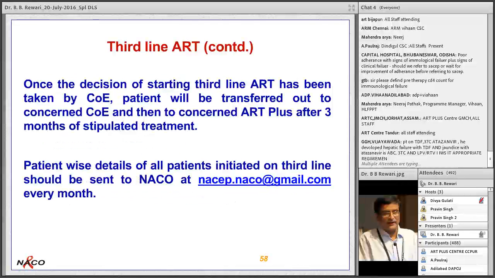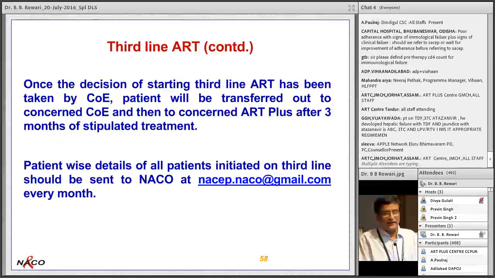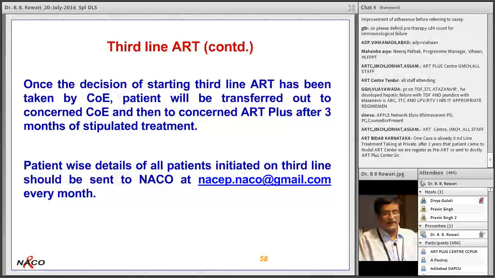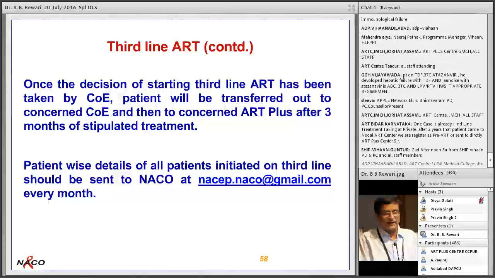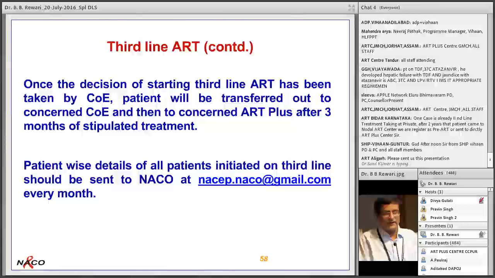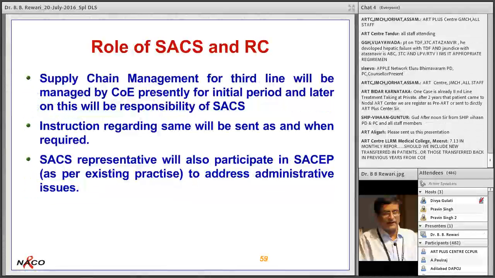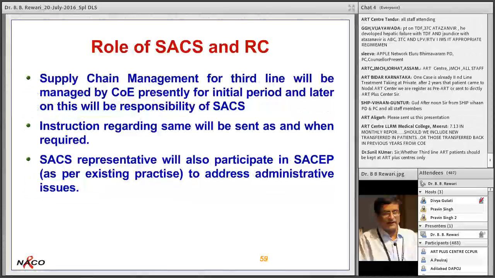Once the decision for starting third line ART is made, the patient will be transferred out to the concerned COE. This is similar to what we used to do in second line. Since we have advanced now, for second line we are not doing transfer out. We are now transferring out only patients requiring third line, and patient-wise details of patients initiated on third line by COEs should be sent to NACO every month, so that we have a count of the patients and the drug stocks. Now what is the role of SACS and RCs again?